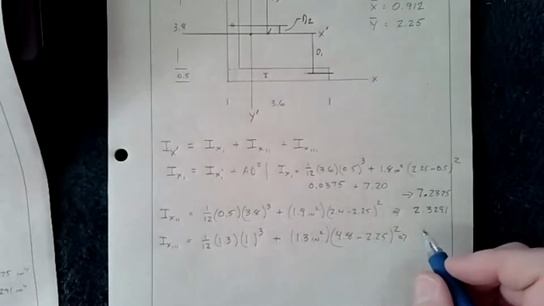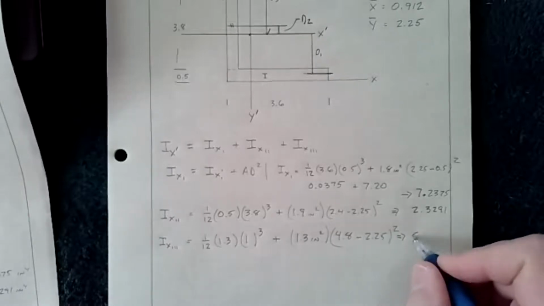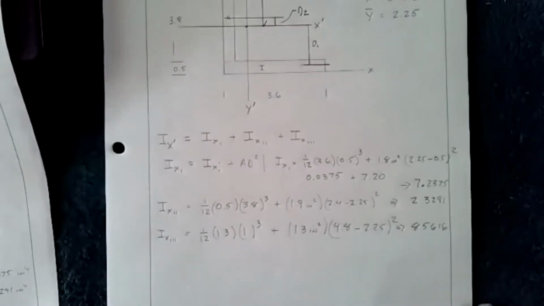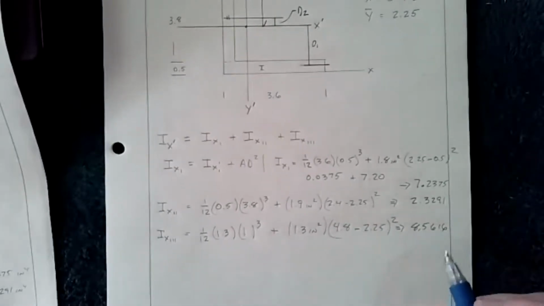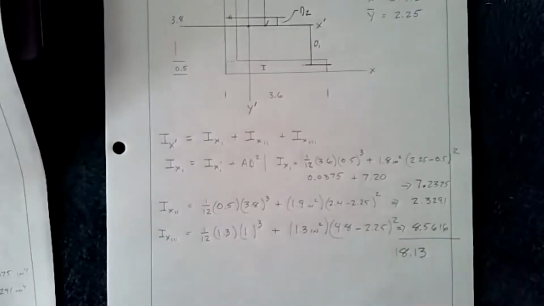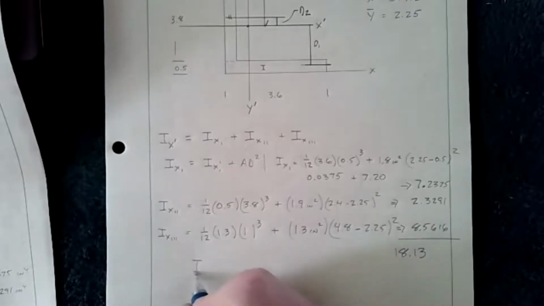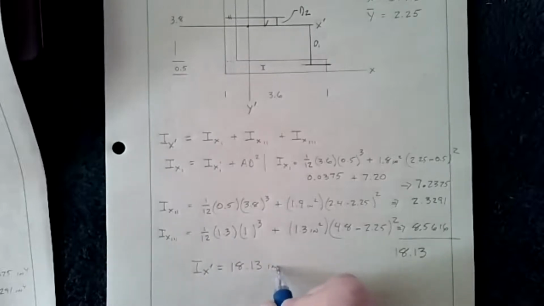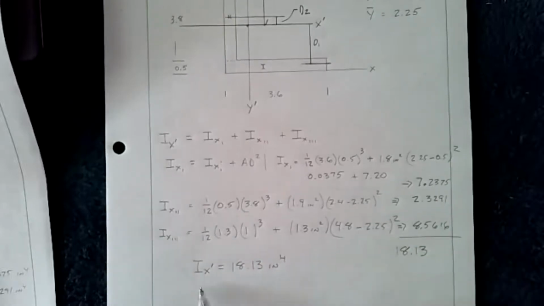And so that answer is 8.5616. And so if we add it all together, we get 18.13. And so Ix about the centroid is equal to 18.13 inches to the fourth. And that should be how you present your answer, because 4 sig figs leads with the 1, inches to the fourth, proper units, and there you go.